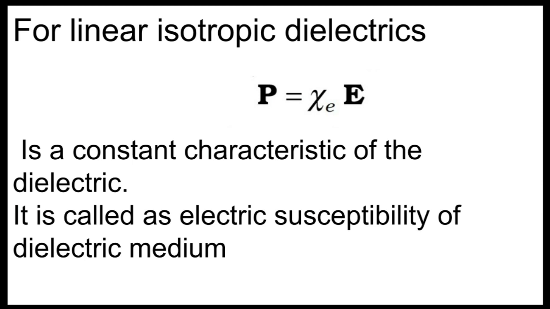And what is it called? Electric susceptibility of the dielectric medium. Obviously, it shows to what extent the dielectric sample gets polarized in the presence of an external electric field. So that name once more: electric susceptibility of the dielectric medium. And what is P called? P is called polarization, and it is nothing but net dipole moment per unit volume.